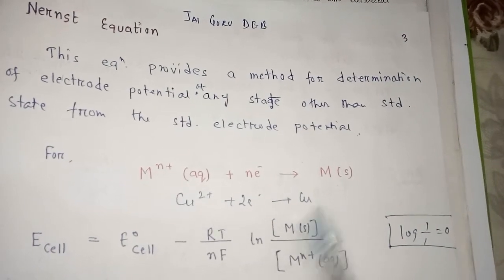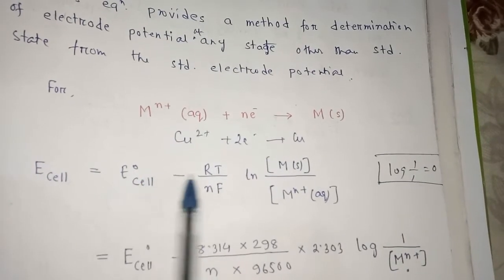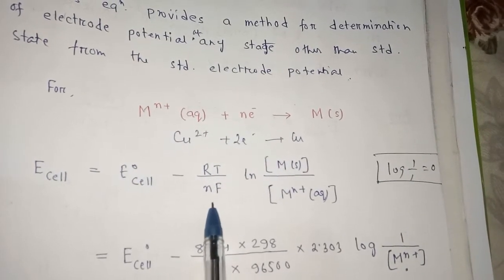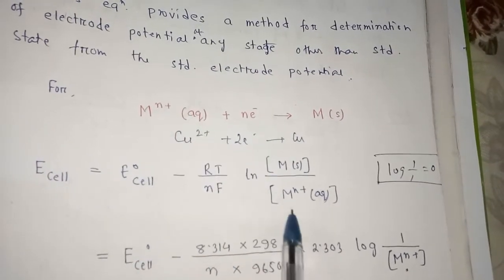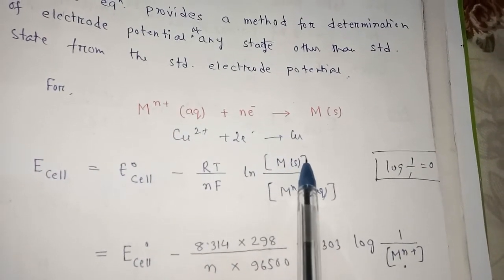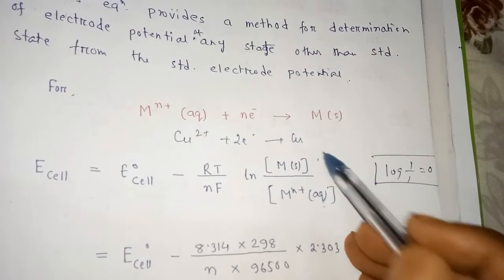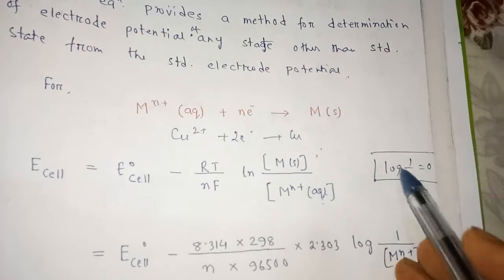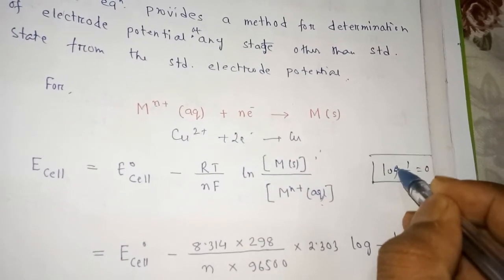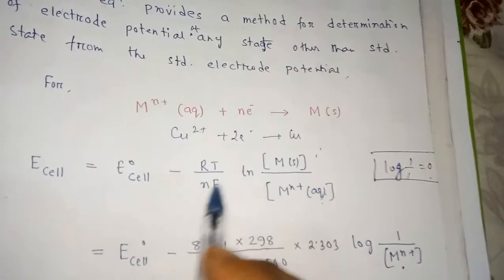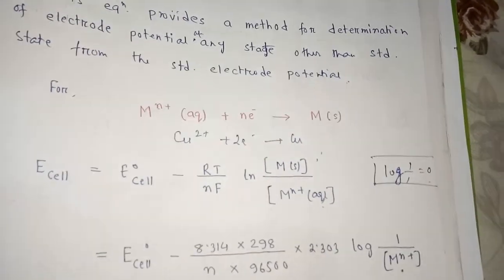This is copper solid. Now E of cell is what? E of cell is E naught of cell minus RT by nF, ln product by reactant. This formula you have to remember. The product is M n positive. Now if these are all 1 molar, then 1 by 1, log 1 by 1 is 0. Then the entire part becomes 0, so for 1 molar solution, E of cell equals E naught of cell.